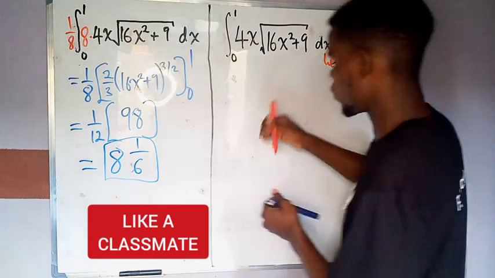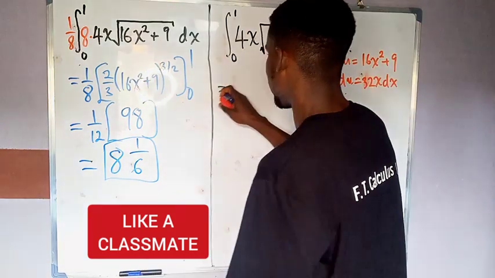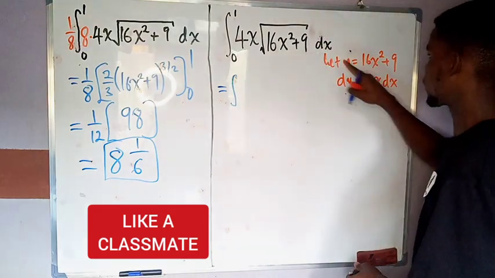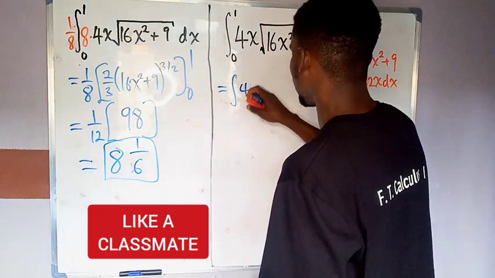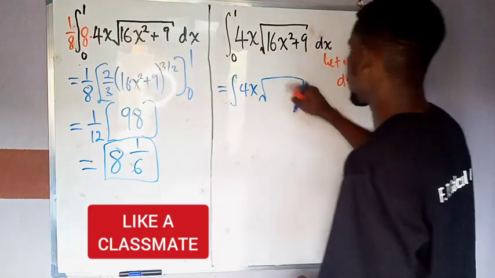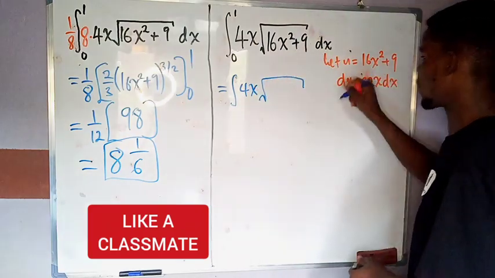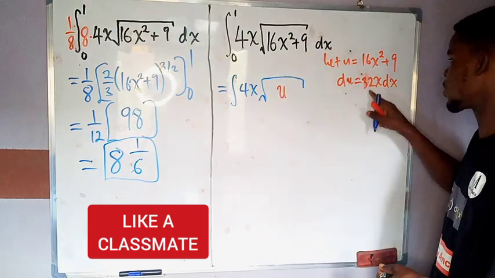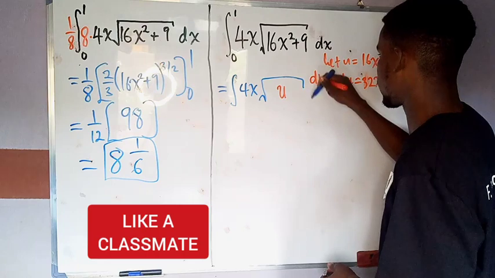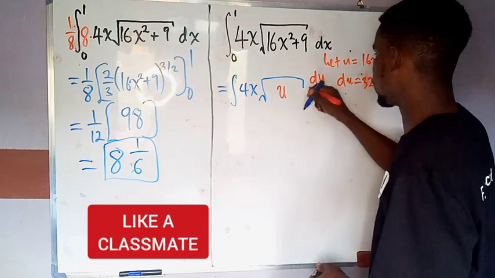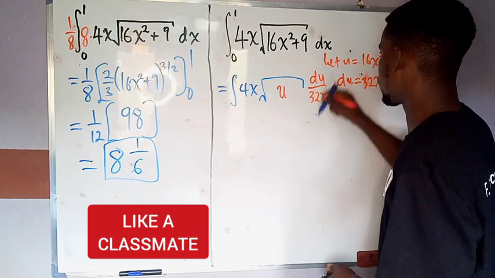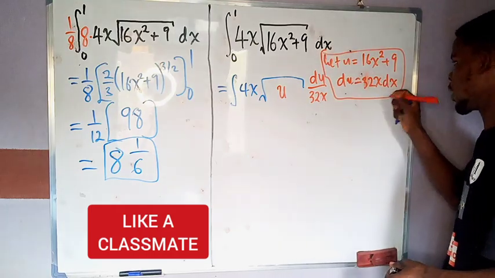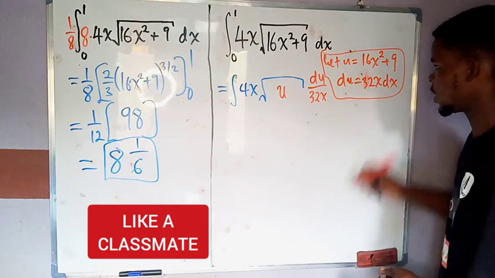So this right here will just be the integral. Notice that this is 4x. So let's put down the 4x over there, then the square root of 16x squared plus 9, which is the same thing as u, so we call that u. So let's just make the substitution, and then the dx is going to be du divided by 32x. This is just the change of variable.